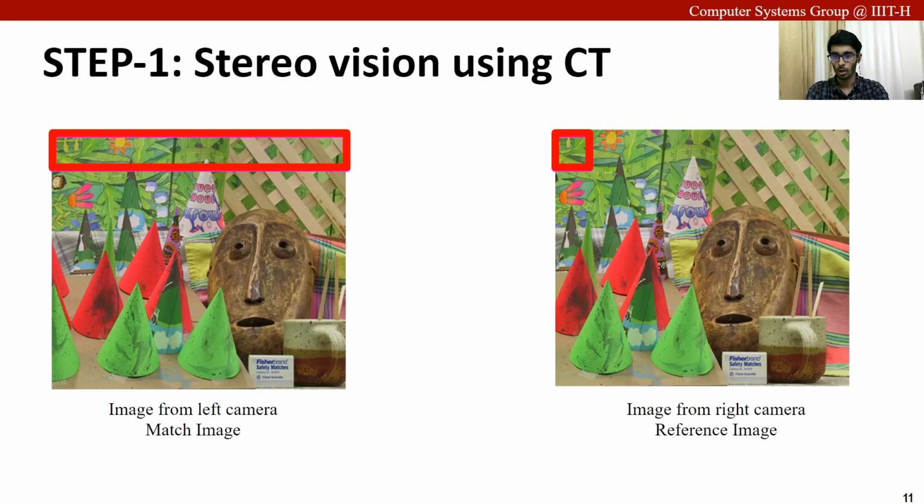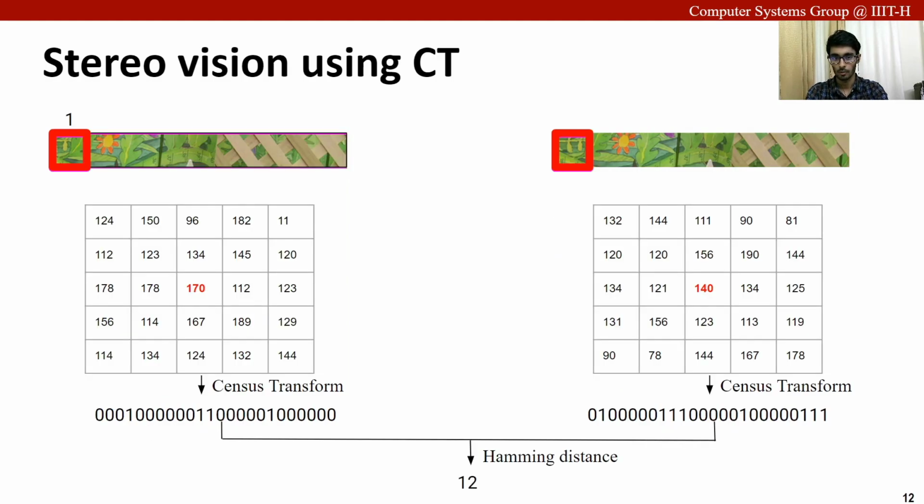We look for a matching block in the left image along the horizontal scan line for the highlighted block in the right image. The block is a collection of pixels. For example, we have taken 5x5 block, and this block's center pixel will be our processing pixel. So to find similarities between these two blocks, we first take census transform and then we apply Hamming distance. Census transform basically compares all the pixels of the block with the center pixel, and if the pixel is greater than the center pixel, we assign 1, otherwise we assign 0.